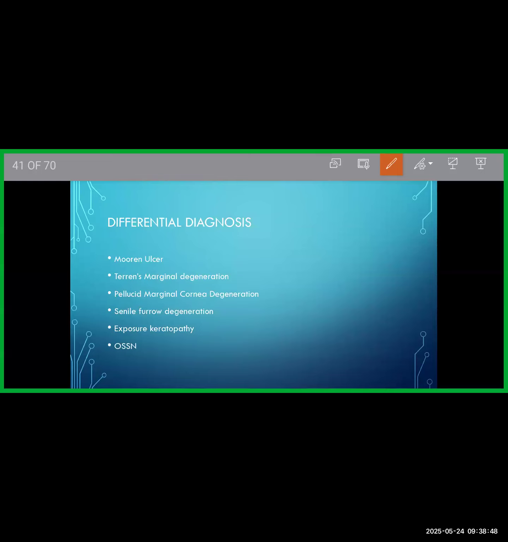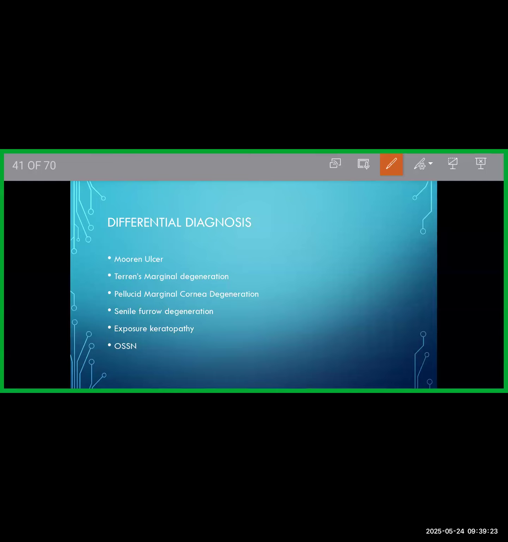Now, the differential diagnosis of PUK includes Mooren's ulcer, which I will discuss briefly after the talk. Then we have Terrien marginal degeneration. Terrien marginal degeneration also presents with degeneration. The key presentation here is degeneration of the peripheral cornea. However, there is no ulceration.